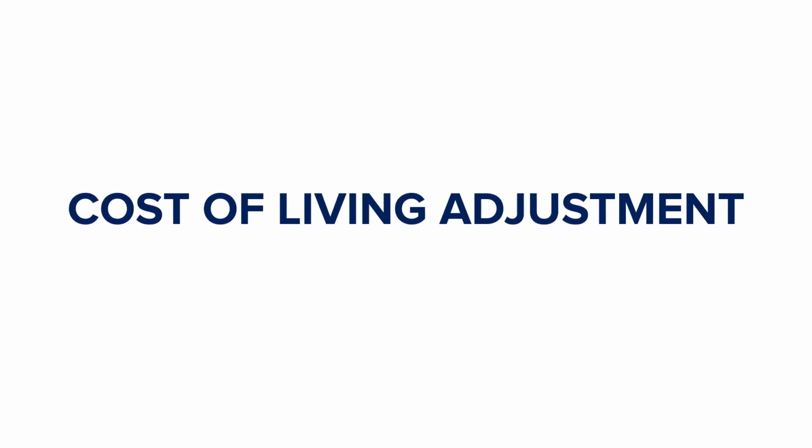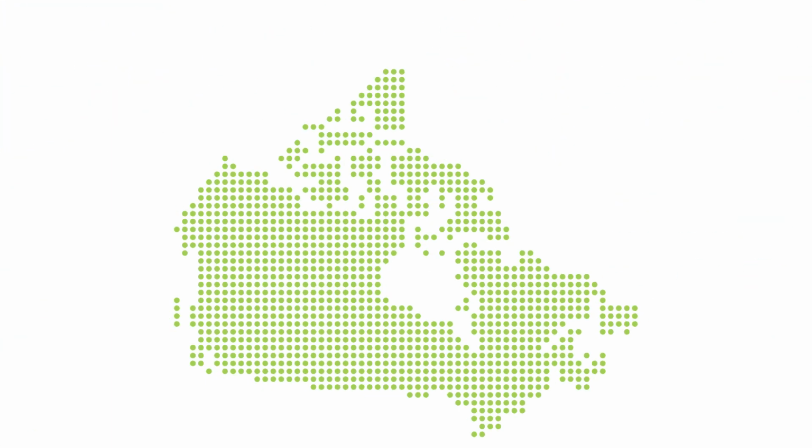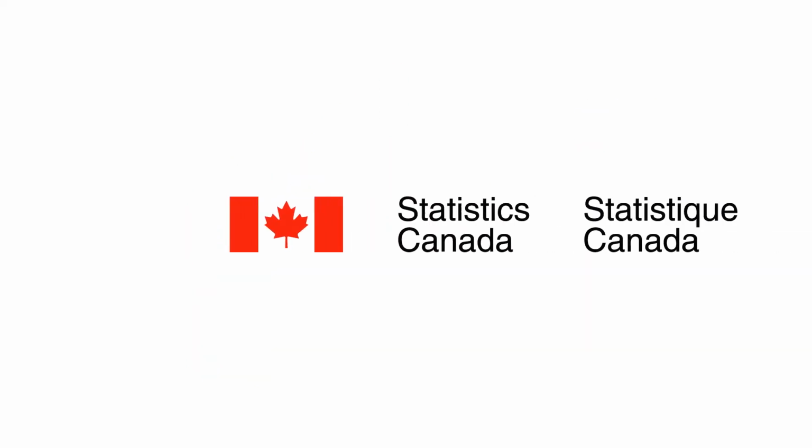The cost of living adjustment, known as COLA for short, is a benefit provided under these plans that is intended to help your retirement income keep pace with inflation. Like many other pension plans, including the Canada Pension Plan, it's based on the average annual change in the Consumer Price Index, or CPI, provided by Statistics Canada.